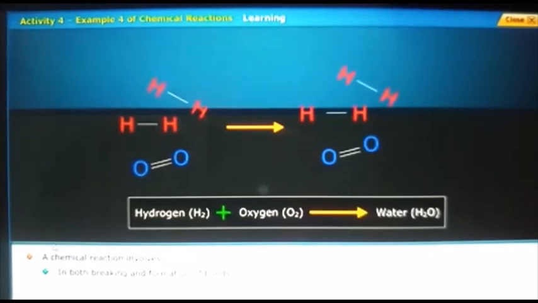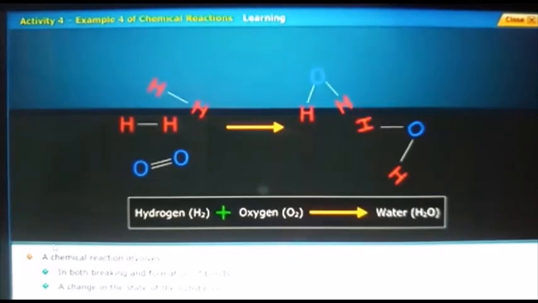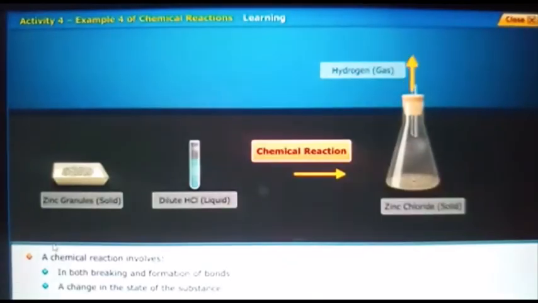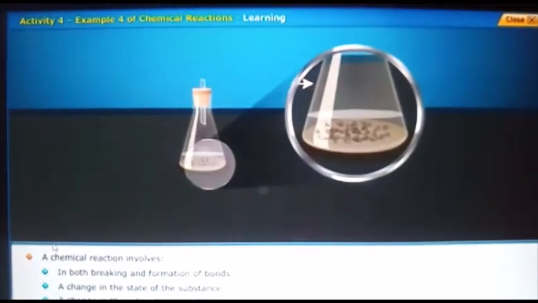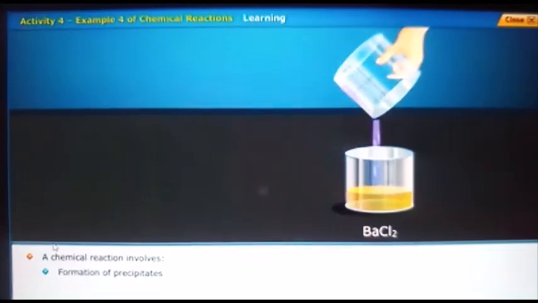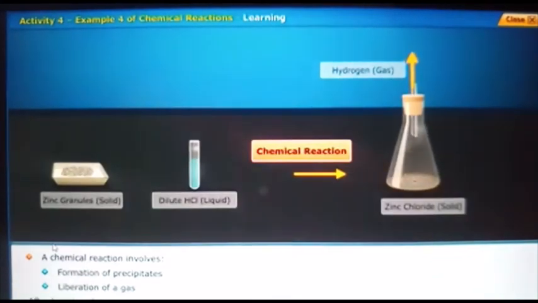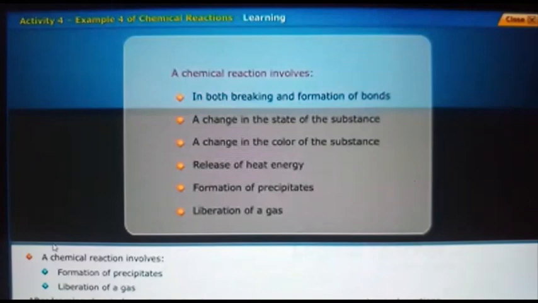A chemical reaction involves both breaking and formation of bonds, a change in state of a substance, a change in color of the substance, release of heat energy, formation of precipitates, and liberation of gas. After learning chemical reaction in detail, let's know how to present chemical reaction.